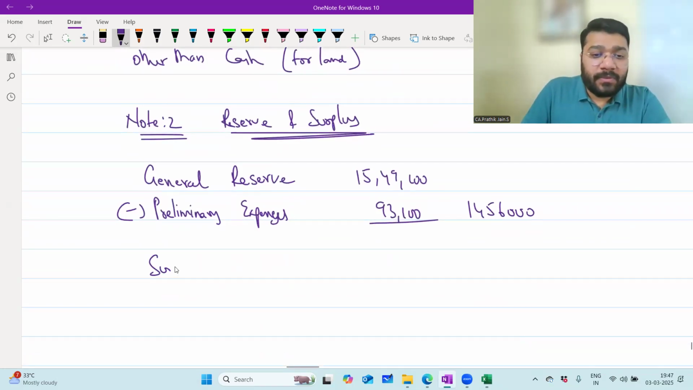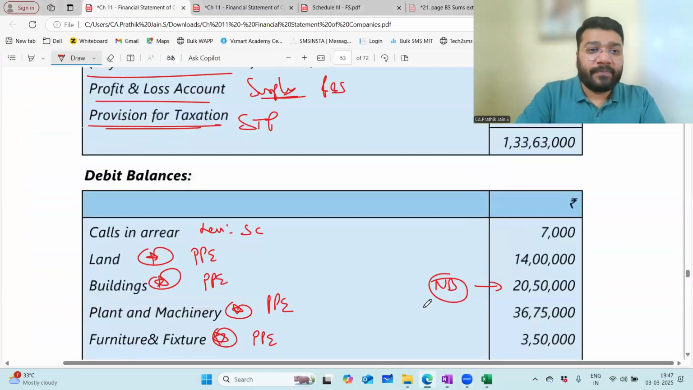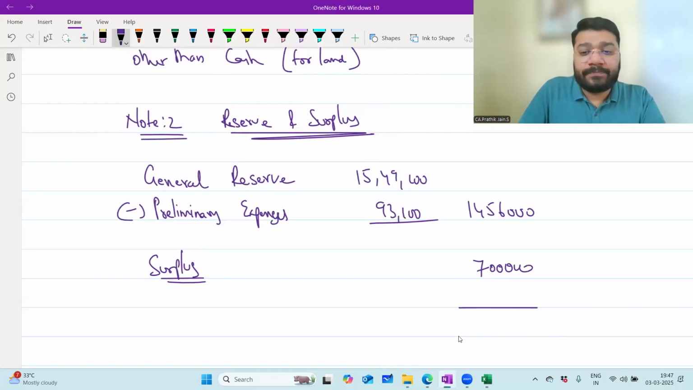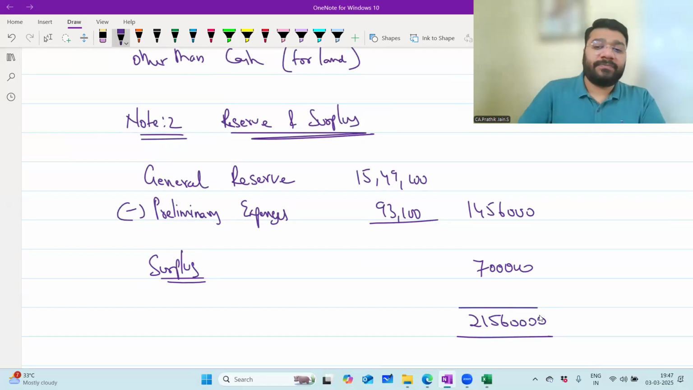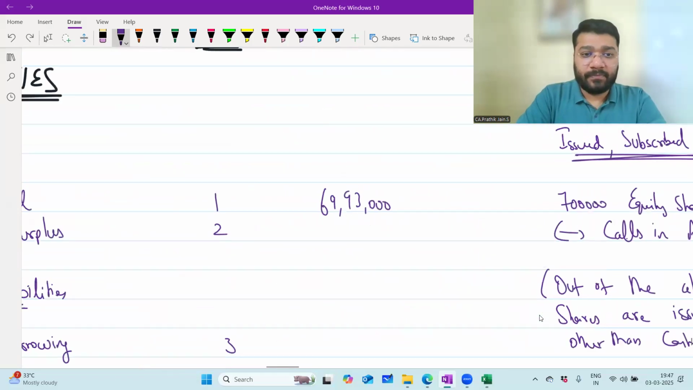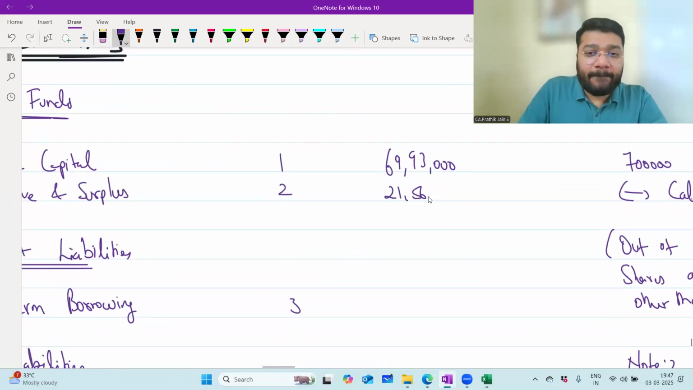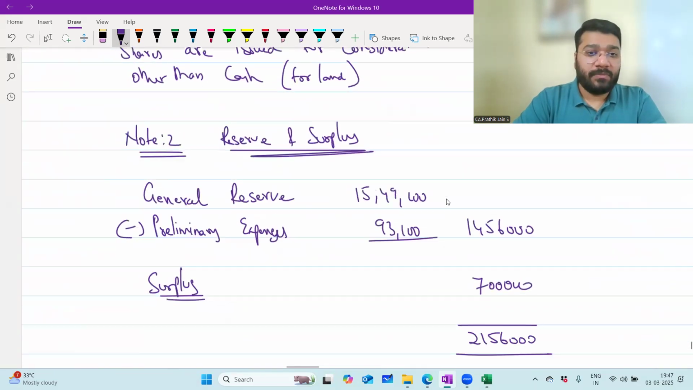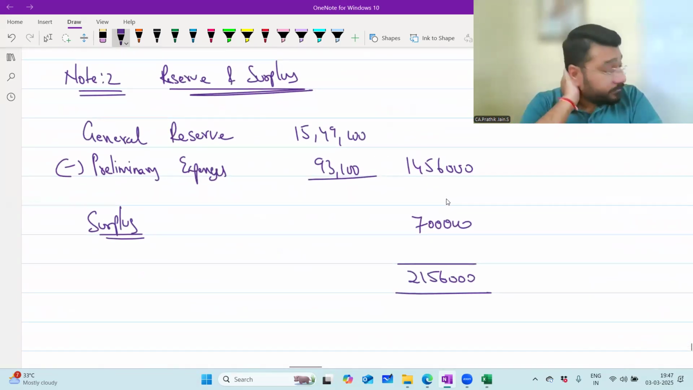Then surplus. Write in the outer column directly, which is 7 lakh rupees. Total how much? 21 lakh 56,000. Done?